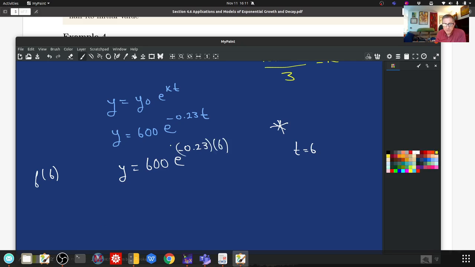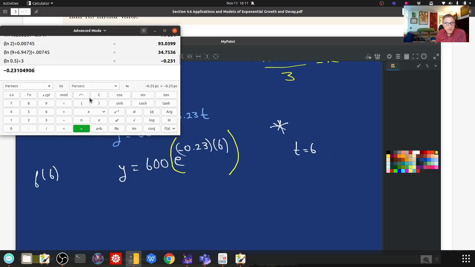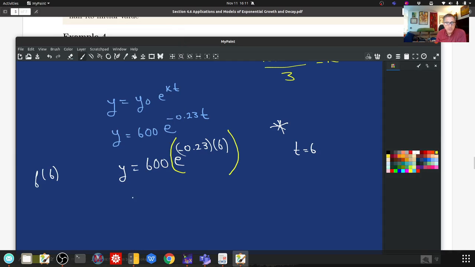Again, remember, PEMDAS requires we do this first. And with a calculator, we do e raised to, in parentheses, minus 0.23 times 6. It should give us a really small number, and it does. And then we multiply that by 600. The answer is 150.something. Let's just round that to 151.